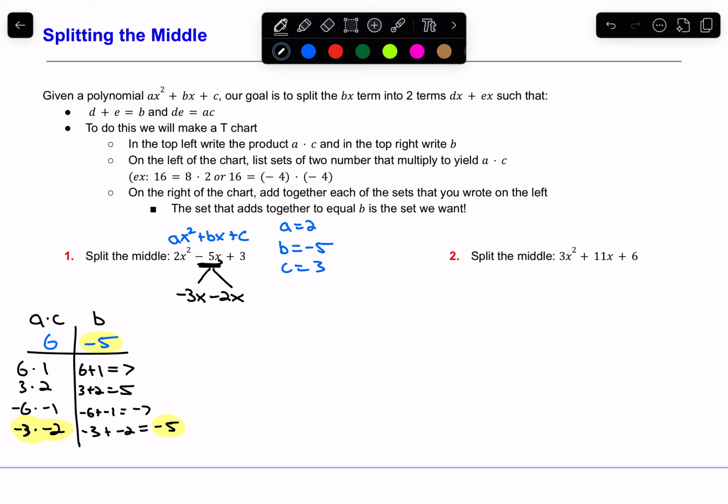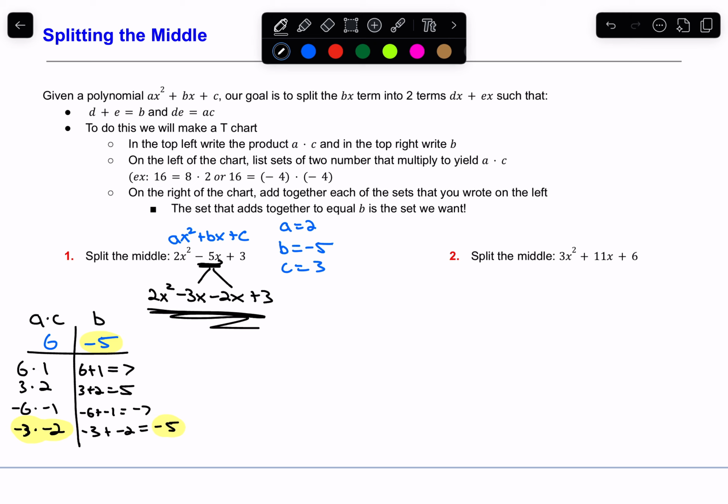But we have to leave the rest of the problem there. So we still had 2x squared in front and plus 3 in back. All right, but that's all there is to it. We have split the middle of this trinomial. Right now, that's all we're going to do. And on the next slide, we're going to actually factor this thing.